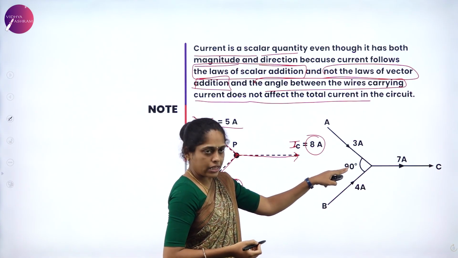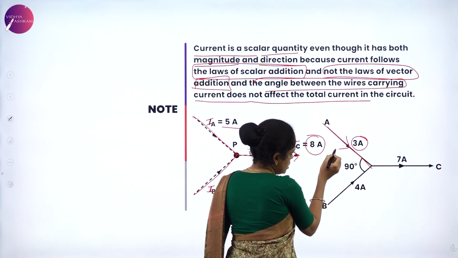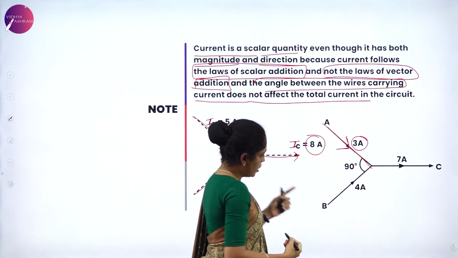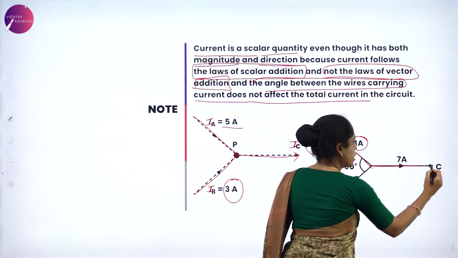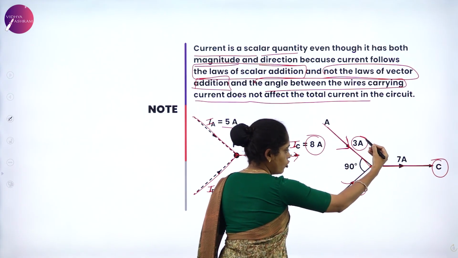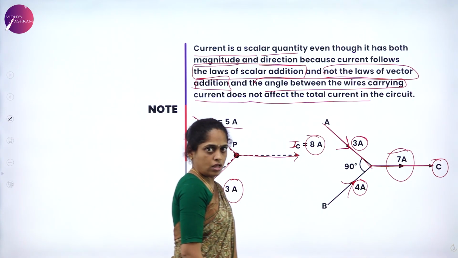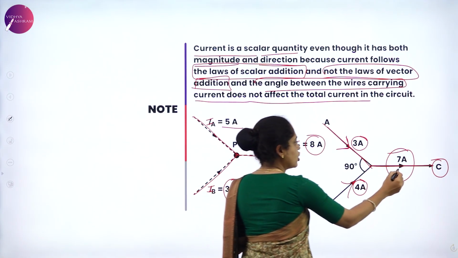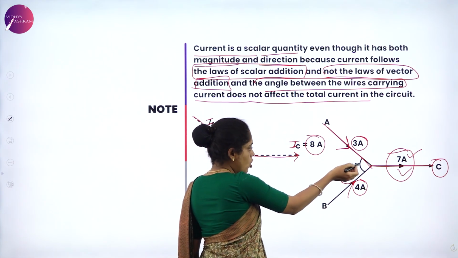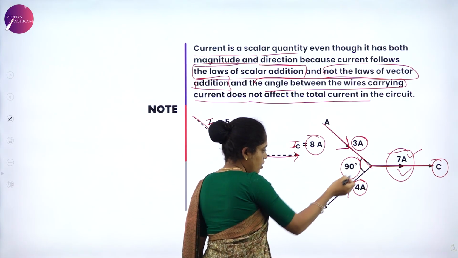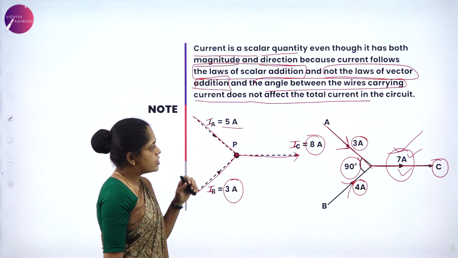And consider the second example here. The current in this wire is 3 ampere. The direction is given by drawing the arrow. And the current in wire B is 4 ampere. Then the total current in wire C is, following the normal addition, 4 plus 3, which is equal to 7 ampere. Even though it has direction and magnitude, current is a scalar quantity because this angle between the wires does not affect the total current in the wire.